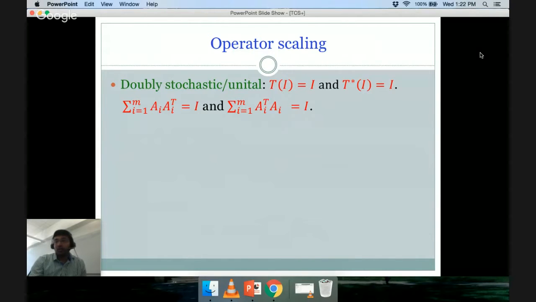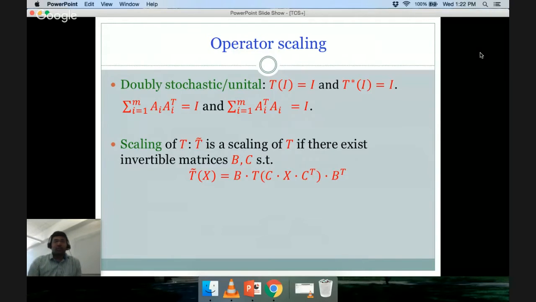And what does scaling mean in this setting? So given a completely positive operator T, T tilde is a scaling of T if there exist invertible matrices B and C such that the action of T tilde on X is exactly B times T of C X C transpose, times B transpose.